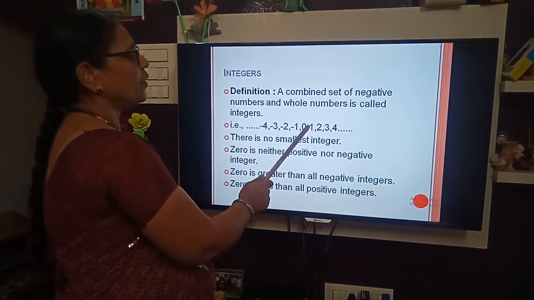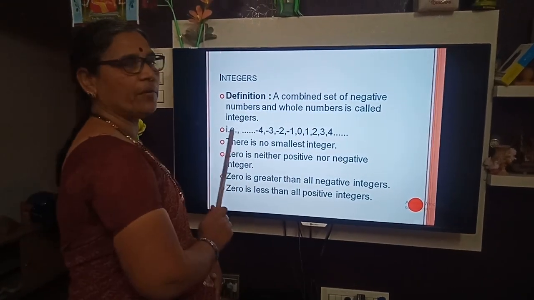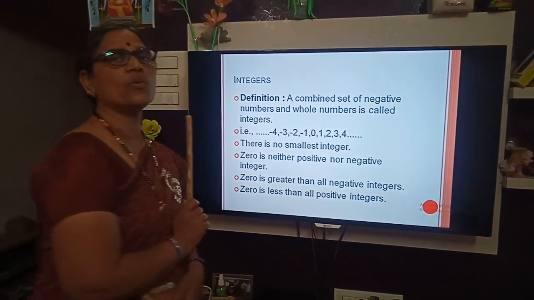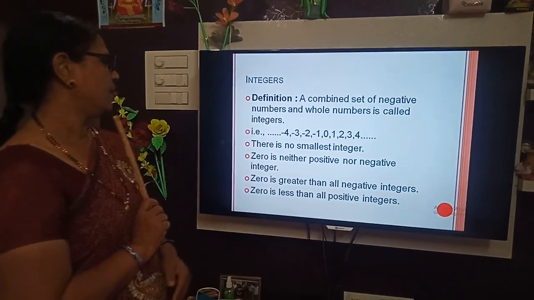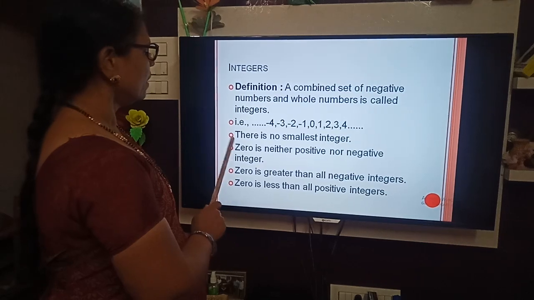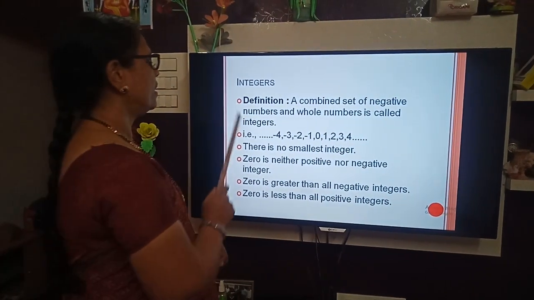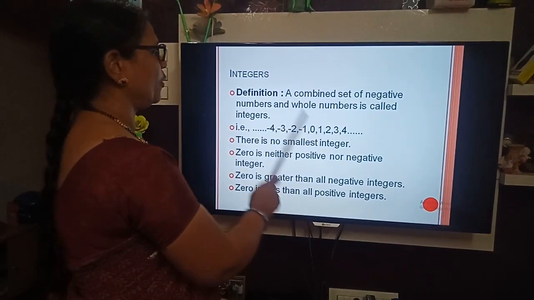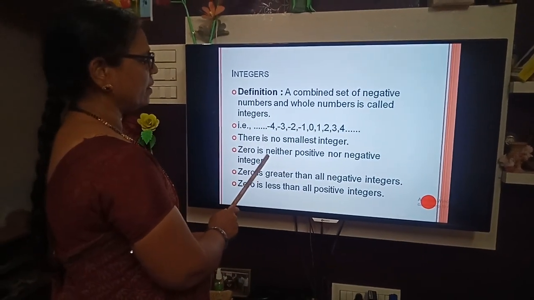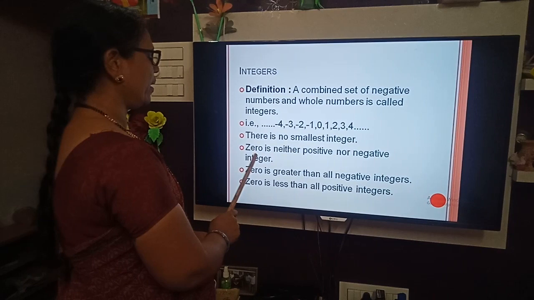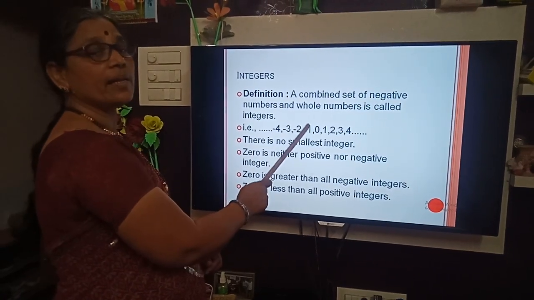So, as we know, there is no end for positive integers. In the same way, there is no end for negative integers. There is a specific integer in this set of integers, that is 0. 0 is neither positive nor negative. It has no sign with it.